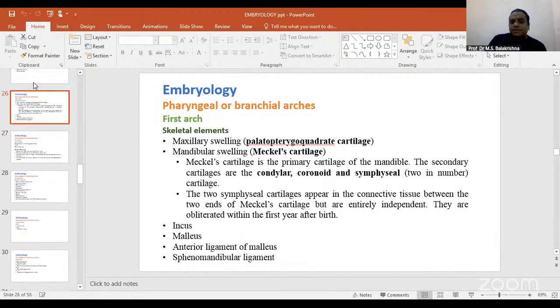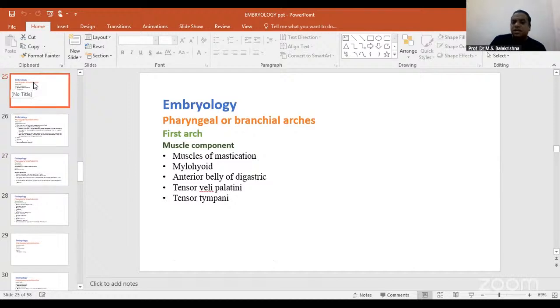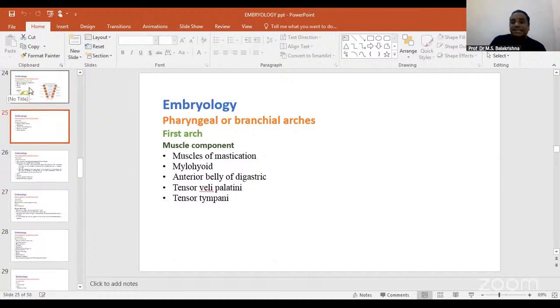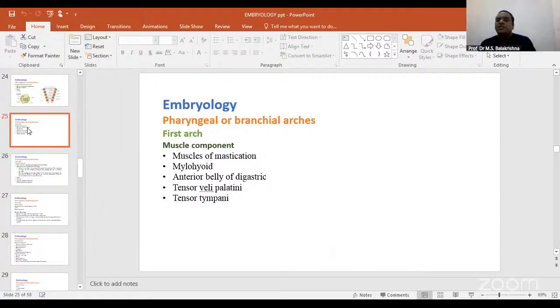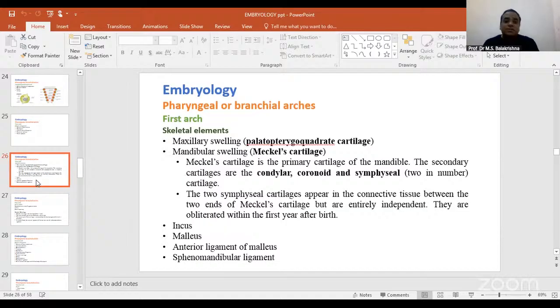So there is first arch, second arch, third arch, and your 4th and 6th arch. There is a muscle, skeletal element, nerve, and artery from each arch. The first arch: muscular components are muscles of mastication, mylohyoid, anterior belly of digastric, tensor veli palatini, and tensor tympani. Then the skeletal elements from the first arch: you've got maxillary swelling, so maxilla, mandible, incus, malleus, anterior ligament of malleus.